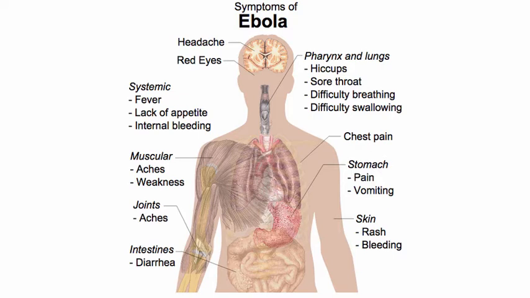Ebola virus is known for the hemorrhaging that it causes. There are other viruses that also cause hemorrhaging. So there's internal bleeding and bleeding from the eyes and ears and other openings in the body. And this is happening because the cells that line different organs and different body parts are being destroyed by the virus.